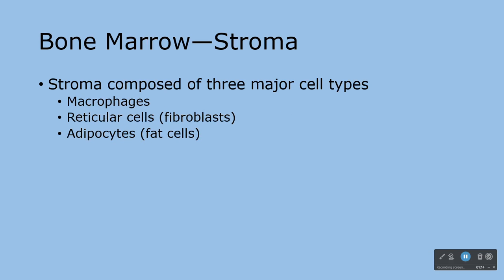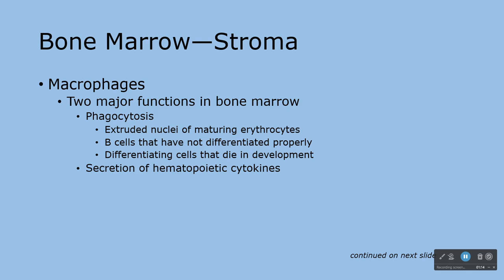The stroma compartment of the bone marrow is composed of macrophages, reticular cells, which are known as fibroblasts, and then, of course, adipose tissue. Okay? Macrophages, 2 major functions: phagocytosis, because we don't ever want an infection to occur in our bone. Okay? And so therefore we have these macrophages. That's all they do, is they phagocytize things. They get rid of old cells, help break down those parts that are not being used.